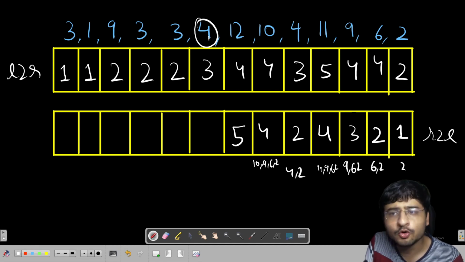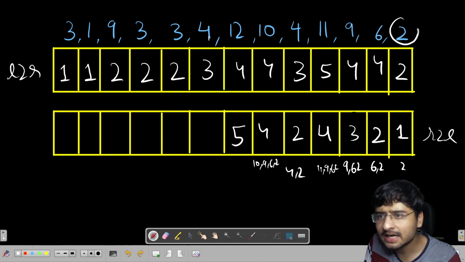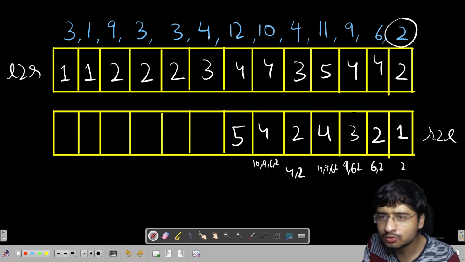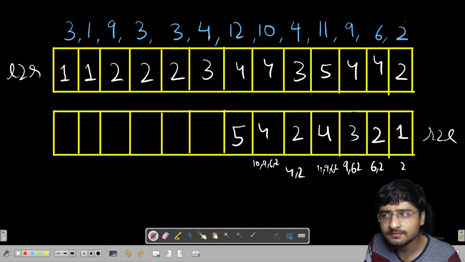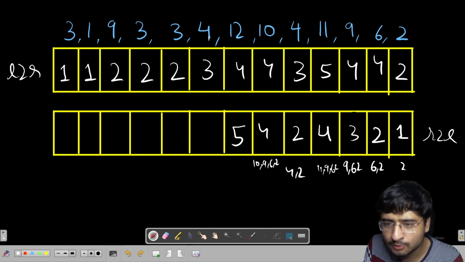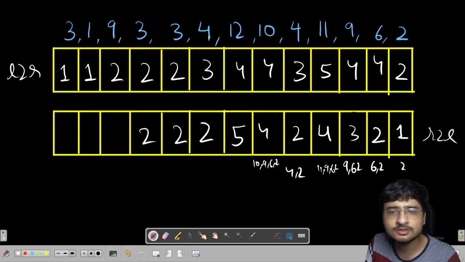Let's continue. 4 can only stand behind 2. We want strictly increasing, right? So it can only stand behind this 2. If we stand behind this 2, I'll be able to form a length of 2. 3 can stand behind this 2 as well. I'll be able to make a length of 2. 3 again can stand behind this 2.